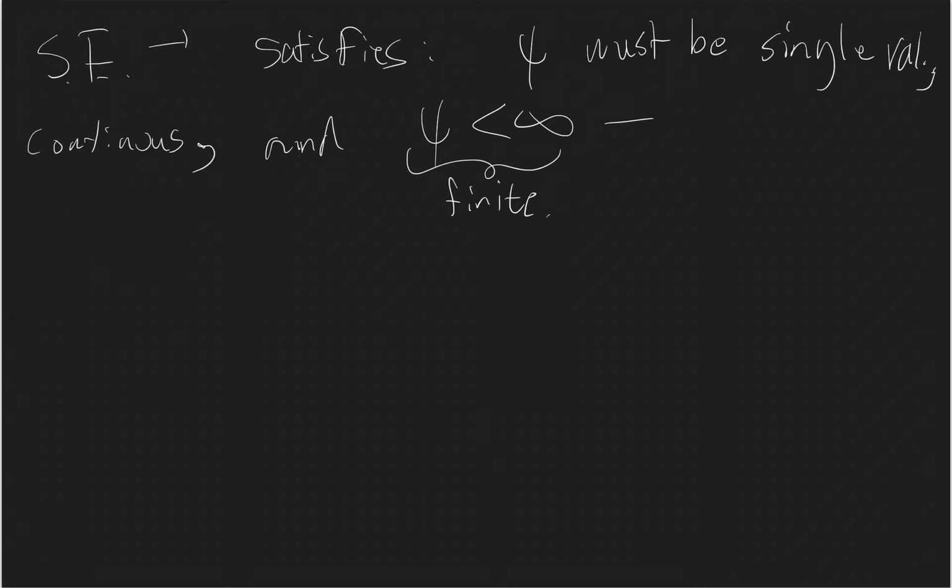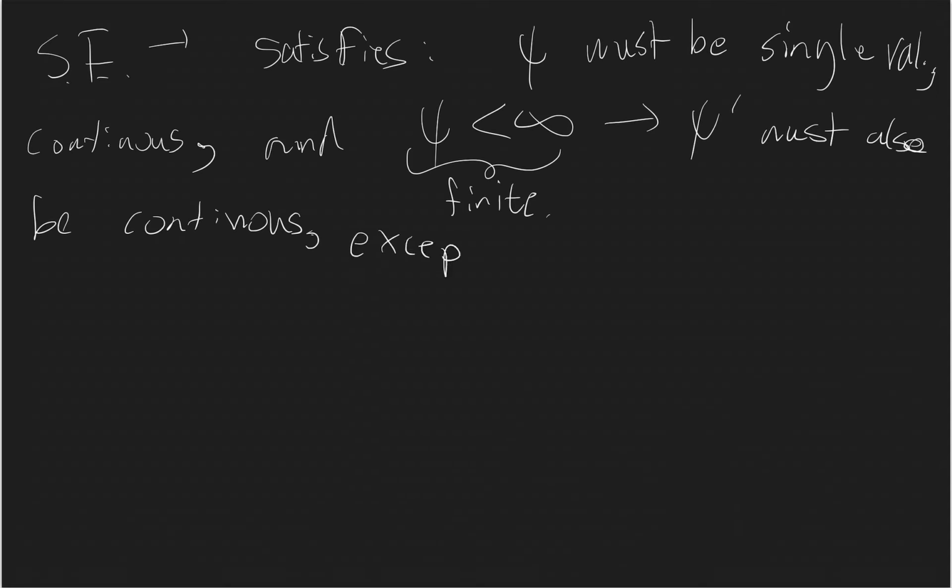Next, its derivatives. So let's just say psi prime. In this case, psi prime is a derivative, not another state. Okay, it must also be continuous. Except, okay, so there's an exception. There's an exception for derivatives.